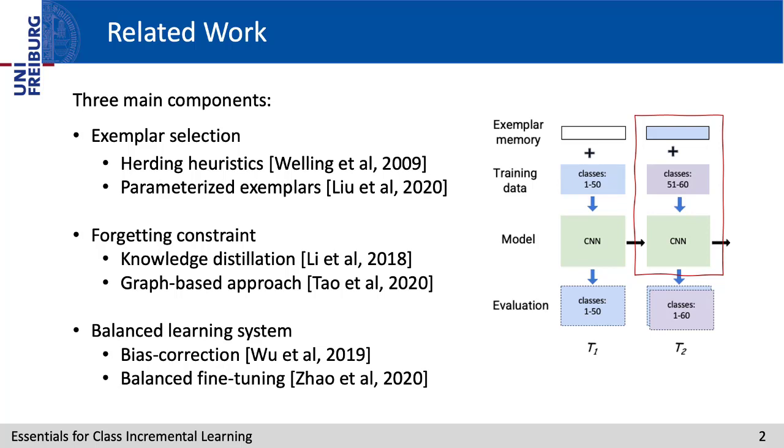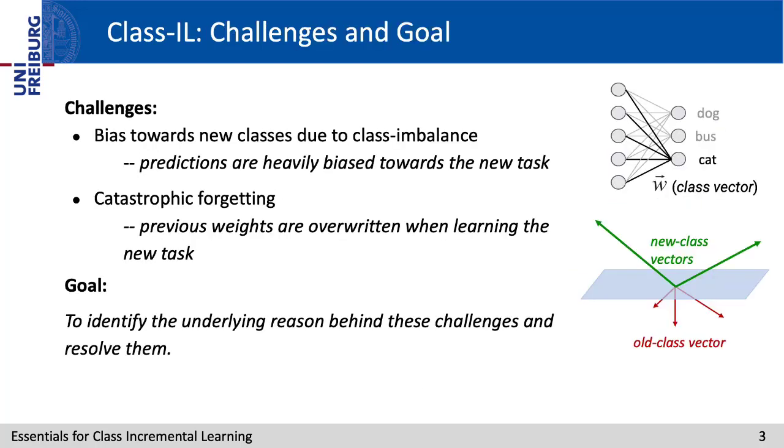So in this work, we utilize simple approaches for each component, such as we select exemplars randomly from respective classes. We use the common standard knowledge isolation loss for forgetting constraint. And in this work, we propose a balanced system which uses separate activations for old and new tasks.